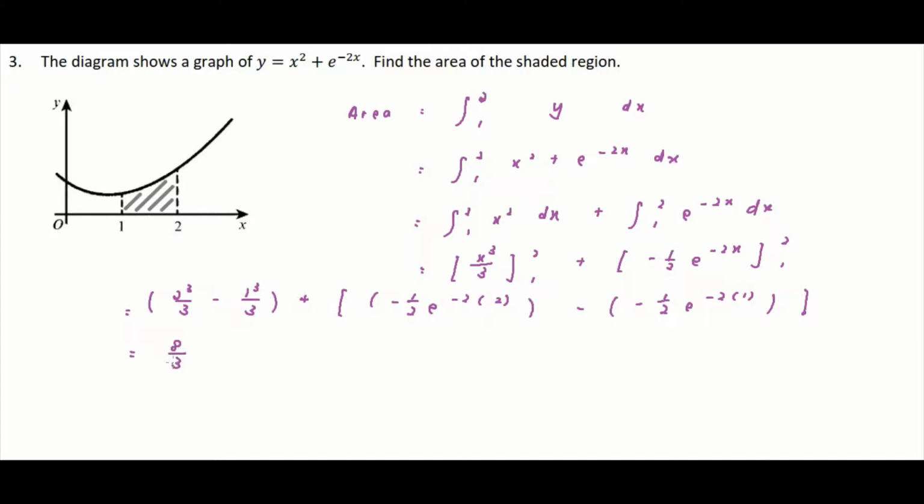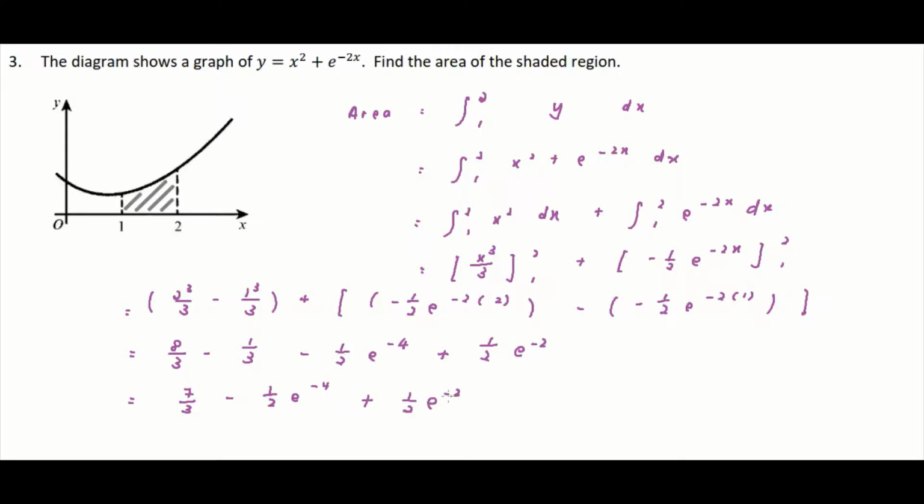So 8 over 3 minus 1 over 3 plus negative 1 over 2 e to the power of negative 4. Then after that, it's going to be plus as well, because negative, negative, right? So you get 1 over 2 e negative 2. Okay, so now we can try to combine them together and see which is the term that we can actually simplify. So you get 7 over 3 minus 1 over 2 e negative 4 plus 1 over 2e negative 2.